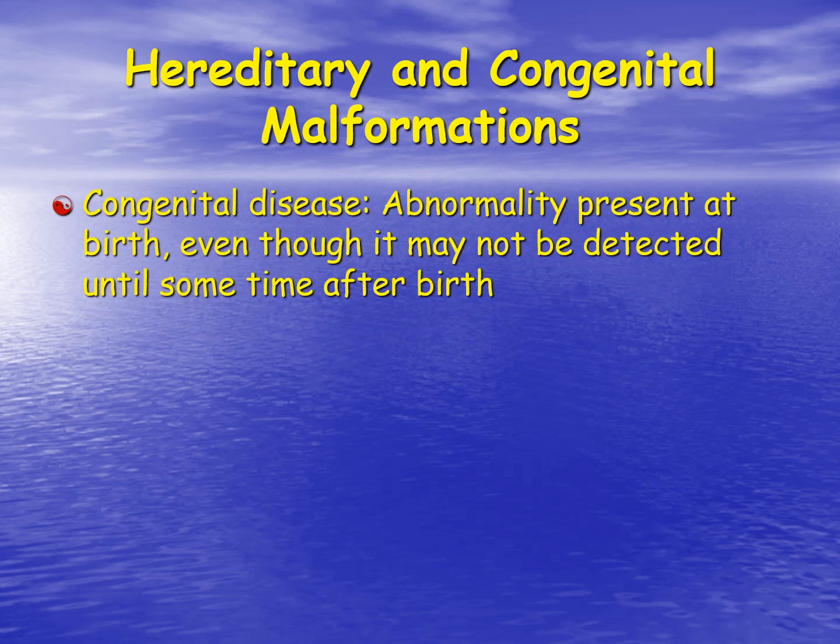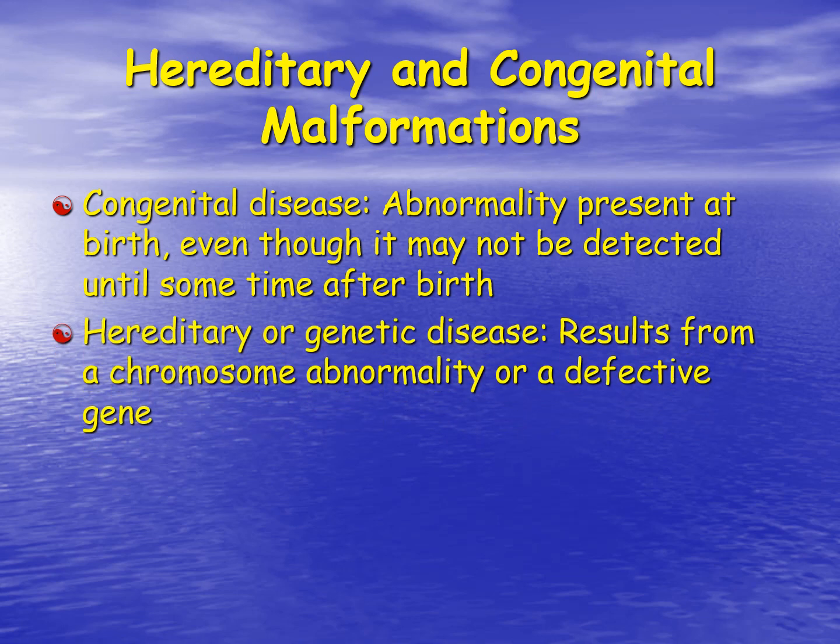So, what is the difference between congenital and hereditary disease? Well, first of all, a congenital disease simply means that the abnormality is present at birth, even though it may not be detected until sometime after birth. With congenital disease, the original genetic code in the zygote is normal, but something occurs in utero that causes an abnormality within the genetic code. And again, this may be detected at birth, or it may not be detected until the person is much older.